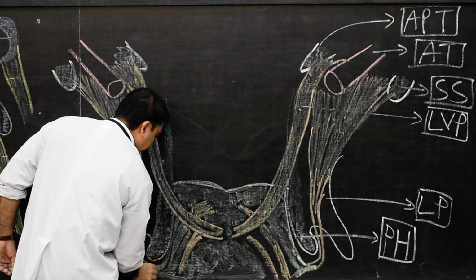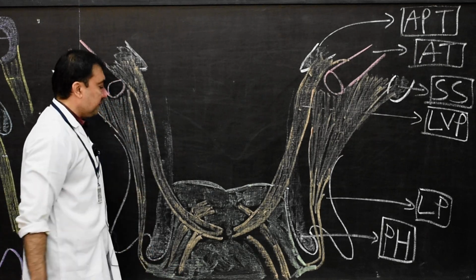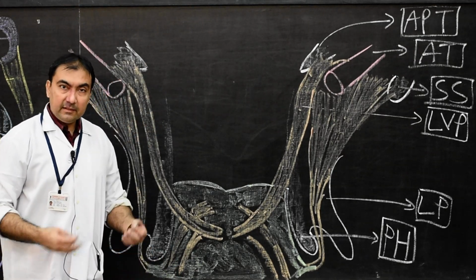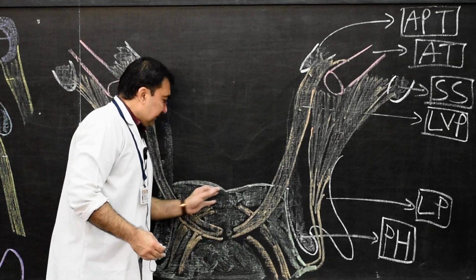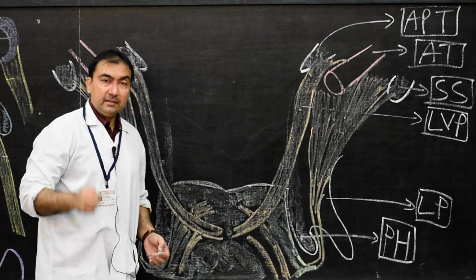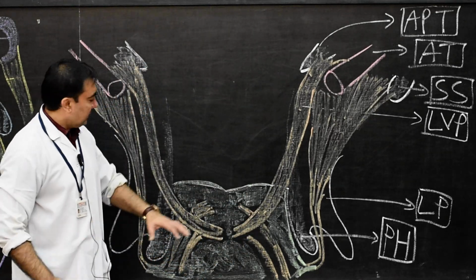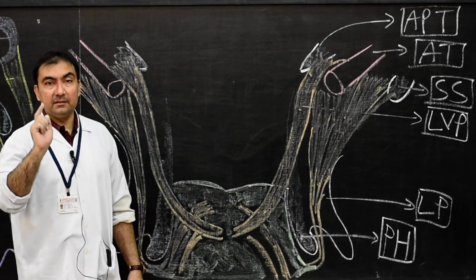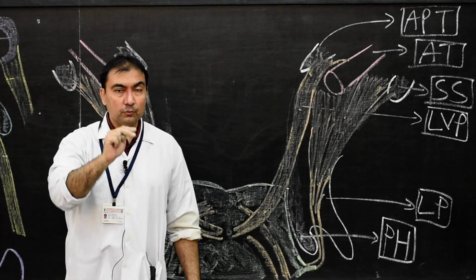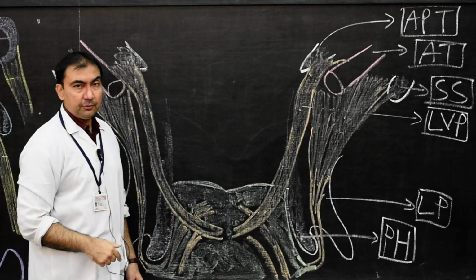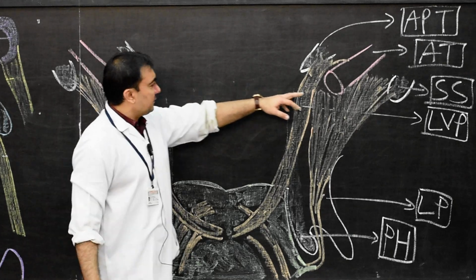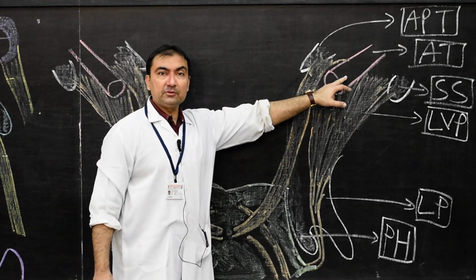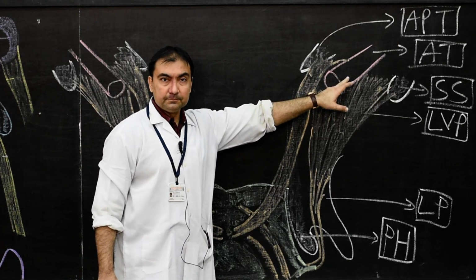So therefore, this is the insertion of the tensor veli palatini muscle. Entirely it is inserted as the palatine aponeurosis. Actions of tensor veli palatini: it will help, once again, in closing of the pharyngeal isthmus. And number 2, a very important action, which was discussed with you in yesterday's gross anatomy lecture, it will help in dilatation of the auditory tube. So it is called the dilator tubae muscle.